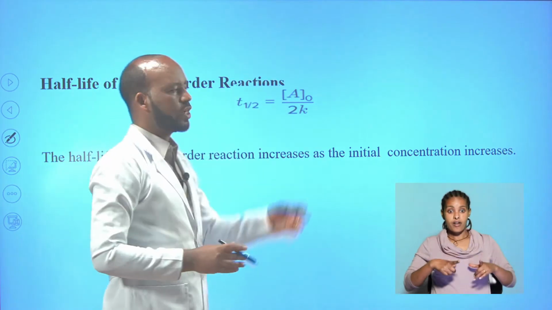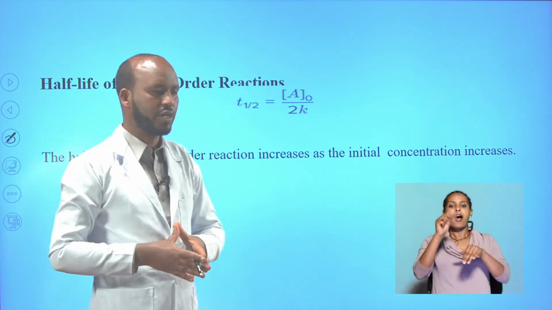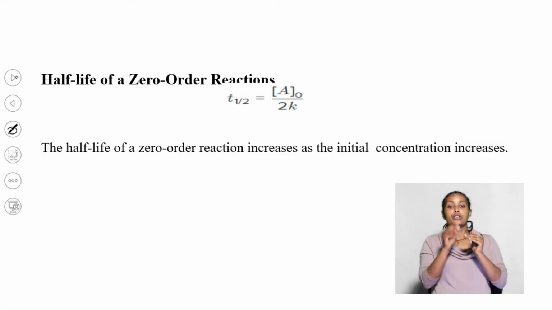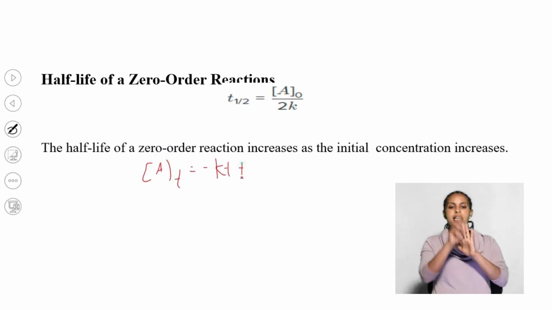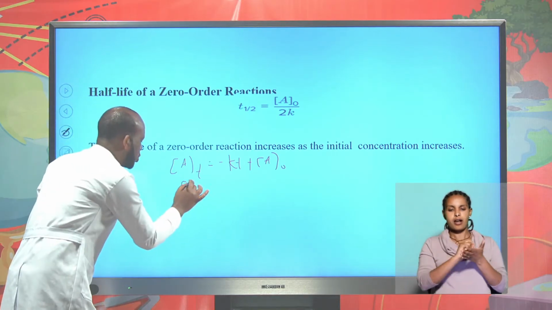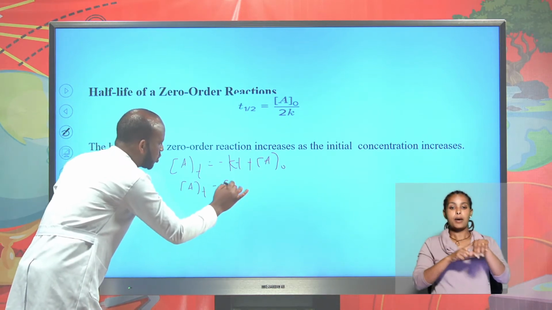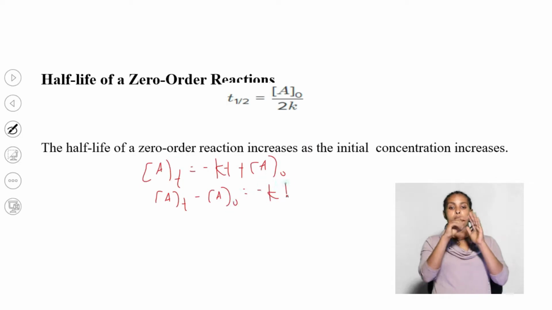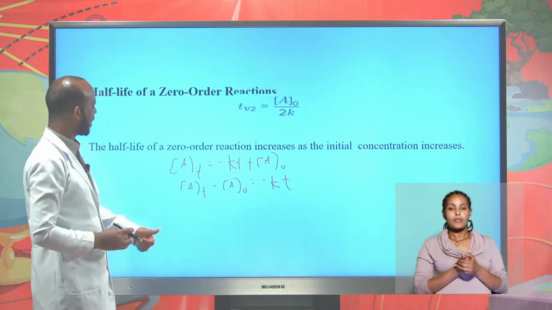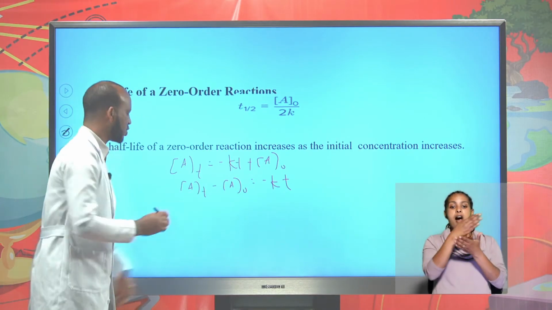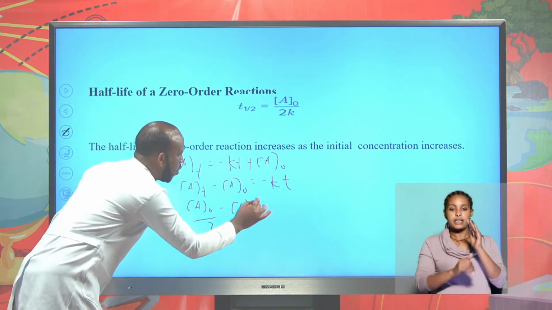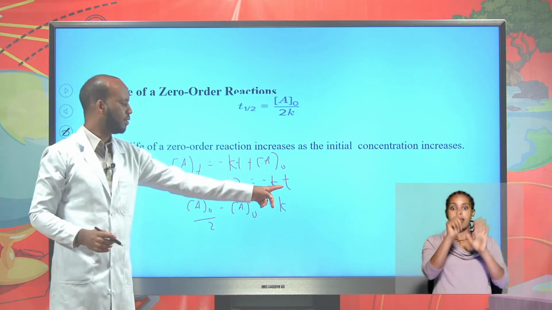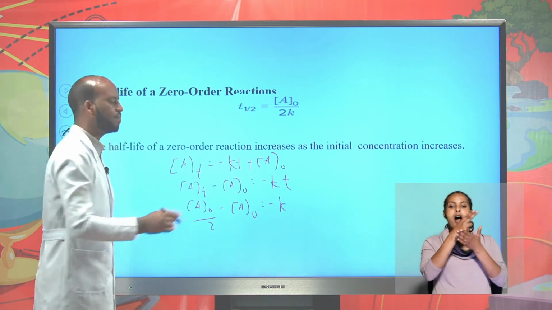Half-life of a zero order reaction. The integrated rate equation for the zero order reaction is: concentration of A at any time t equals minus Kt plus initial concentration A naught. We can write this as concentration of A at time t minus A naught equals minus K times t. When the concentration of A is half its initial concentration, A naught divided by 2 minus A naught equals minus K times the time, which becomes the half-life, t half.